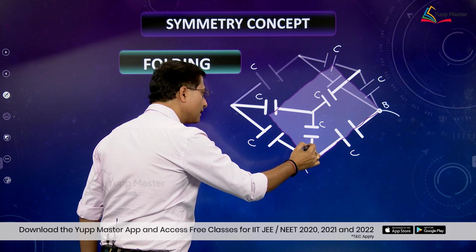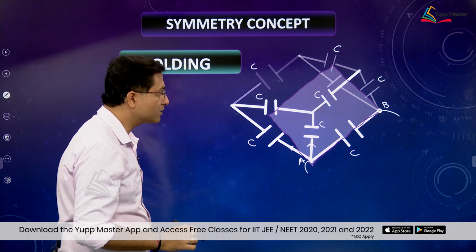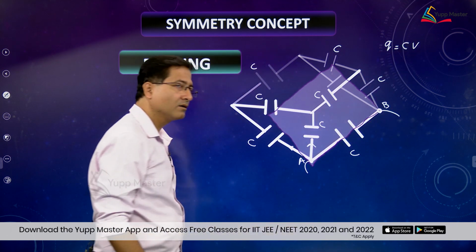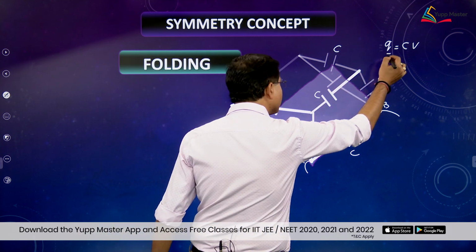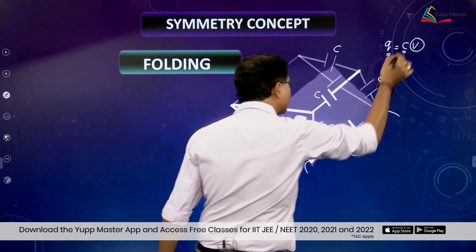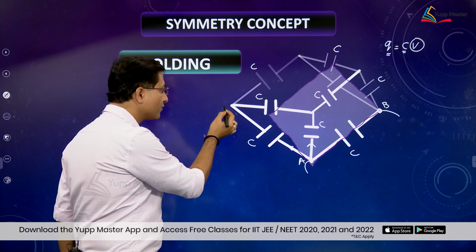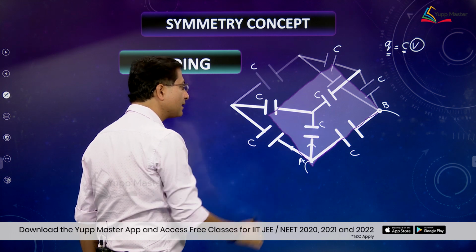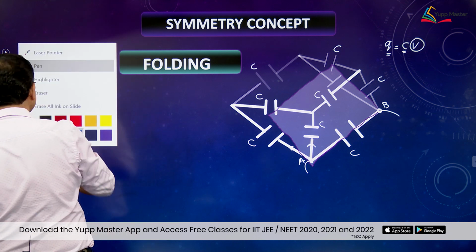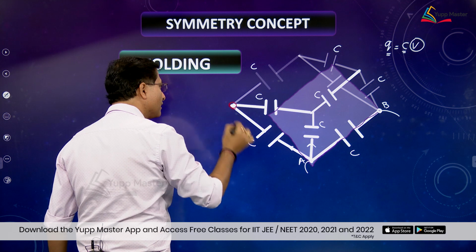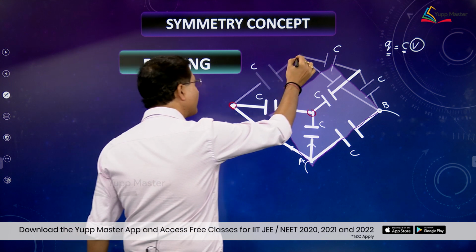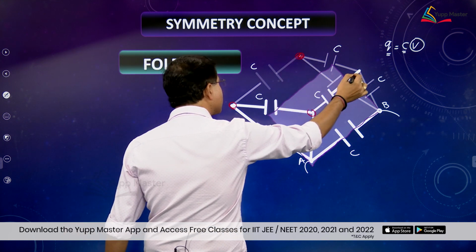Whatever charge flows here, if the same charge flows here, Q is equal to CV. If I apply Q equals CV, the charge is the same in this branch and this branch, the capacitance is the same, so the potential difference must be the same. So whatever difference I am getting here, the same difference I am getting here. That means whatever the potential is here, the same will be the potential here, and similarly whatever the potential is here, the same will be the potential here.